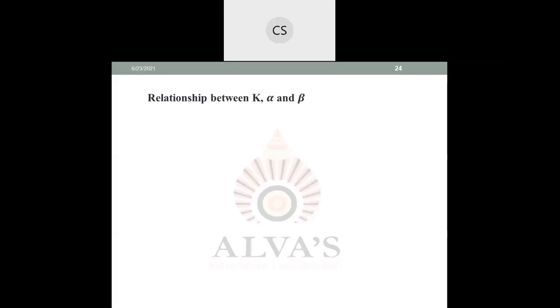All right. So now we are going to see the relationship between k, alpha, beta. Already we have seen the relationship between Young's modulus, rigidity modulus, and Poisson's ratio, that is capital Y, eta, and sigma. That is what we saw yesterday. So now we are going to see the relationship between k, alpha, and beta.